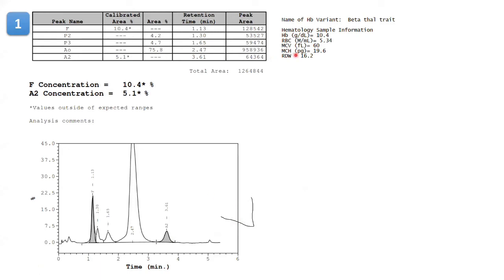Yeah, beta thalassemia trait. So this is a Biorad Variant 2 output. You can see that the A2 is elevated, that is 5.1%, clearly in the range of beta thalassemia trait. And as I mentioned earlier, there might be occasional cases of beta thal trait where the hemoglobin F can be elevated. So in this case it is 10.4. So we check the area, it is okay. We check the baseline, it is fine. And we look at the different peaks, they're symmetrical. So it is good for interpretation. So it's a case of beta thalassemia trait with microcytic hypochromic indices.